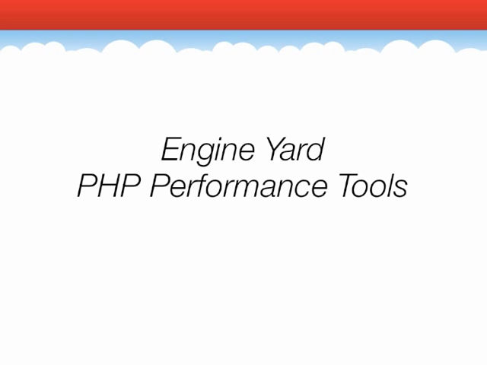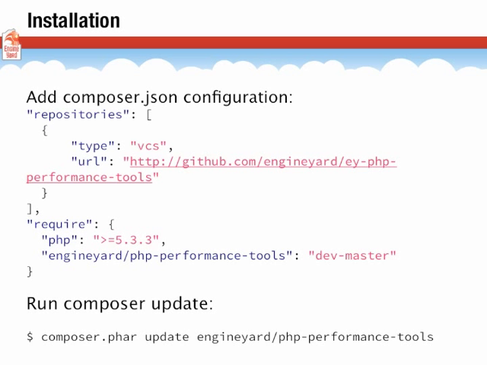One other thing we're going to install is the Engineering PHP Performance Tools. This is a suite of tools to help you diagnose and improve the performance of your PHP applications. They are open sourced under the Apache 2 license and available from GitHub. They can be easily installed using the Composer package manager. To install the PHP Performance Tools, just add the repository to your composer.json as seen below. Set the engineering/php-performance-tools package as a requirement using dev-master for the version. Once you've made that modification to your composer.json, run composer update engineering/php-performance-tools to install the package itself.